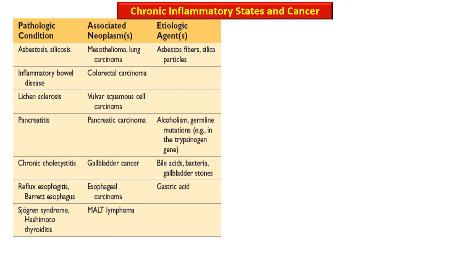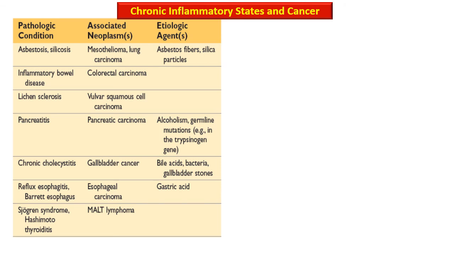This table is showing the association of some etiologic agents and chronic conditions with the development of neoplasms. Asbestos fibers and silica particles are associated with mesothelioma and lung carcinoma, while inflammatory bowel disease, a chronic condition involving the bowel, is associated with colorectal carcinoma. Lichen sclerosus is a chronic condition of the skin that is associated with vulvar squamous cell carcinoma. Pancreatitis, chronic inflammation of the pancreas, is also related to pancreatic carcinoma, and the etiological agents are alcoholism and germline mutation. Chronic cholecystitis is also associated with gallbladder cancer, and bile acids, bacteria and gallstones have been implicated in the development of this chronic cholecystitis.